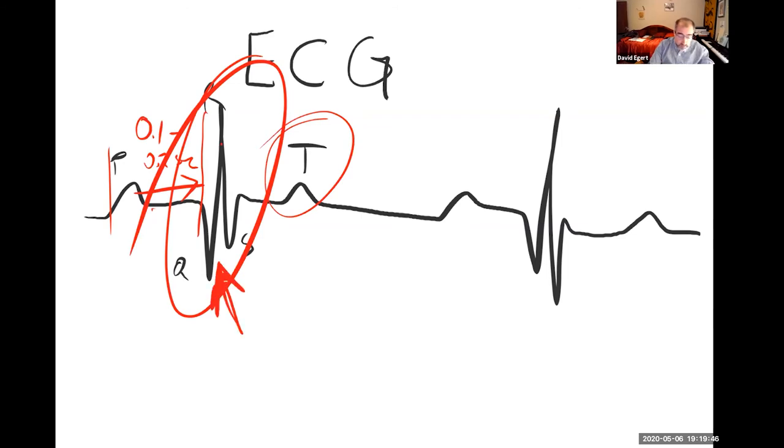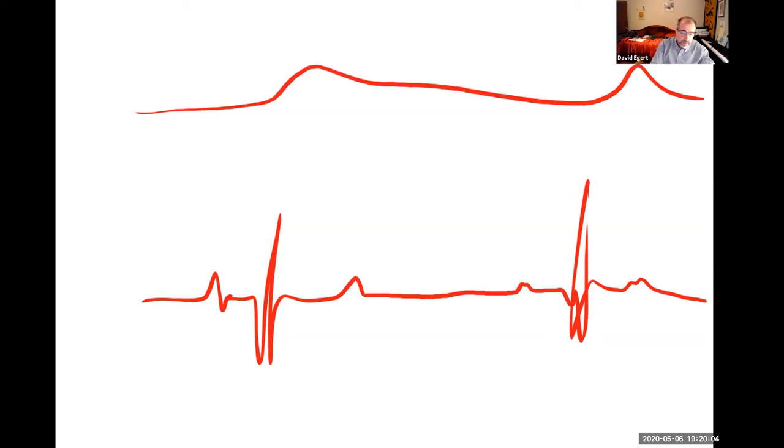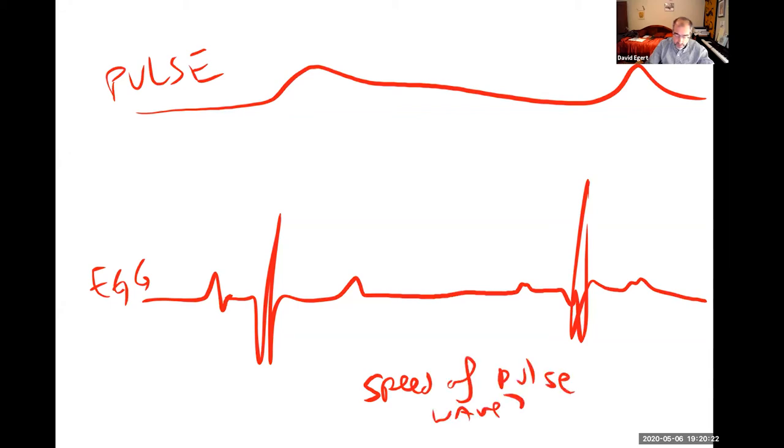So we then also looked at the speed of the pulse wave. How did we figure out the speed of the pulse wave? Does anybody remember this part? The distance over time. We measured the distance. And how did we figure out the distance? We could just measure from your heart to your finger. How did we figure out the time that it took for the pulse wave to get to your finger?